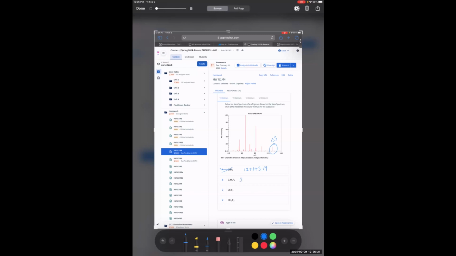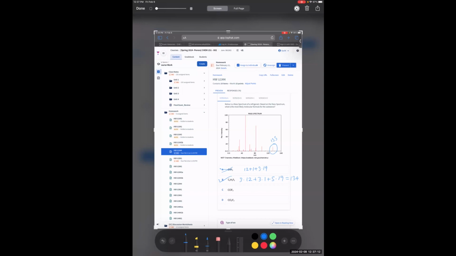And the next one, we have 3 carbons, 3 times 12, plus 3 hydrogens, 3 times 1, plus 5 fluorines. Seems to be pretty heavy. So 5 times 19 is 95. 95 plus 3 is 98. 98 plus 36, so this is going to add up to 134, which is pretty close to this. Right now, this seems to be the best candidate, so we'll come back to it.